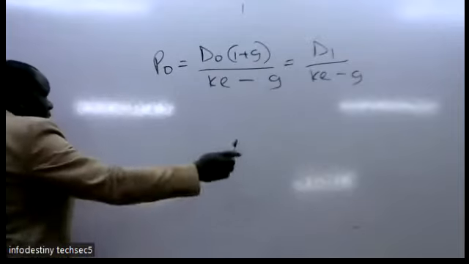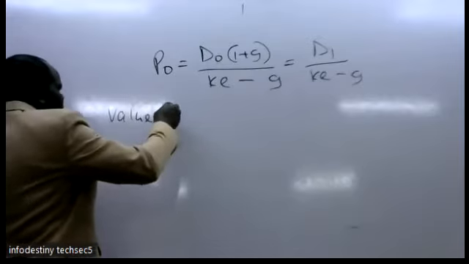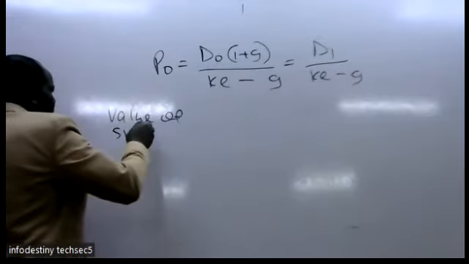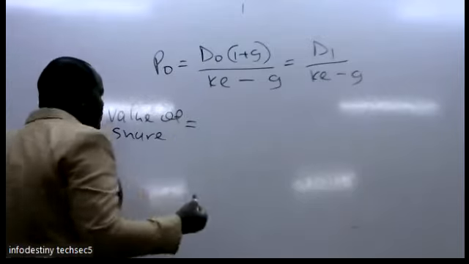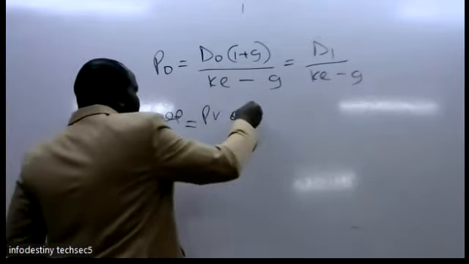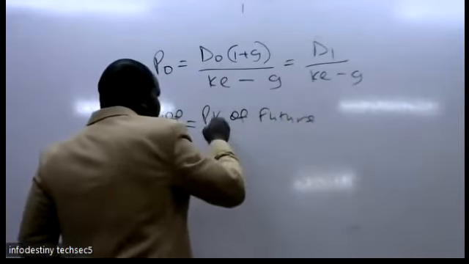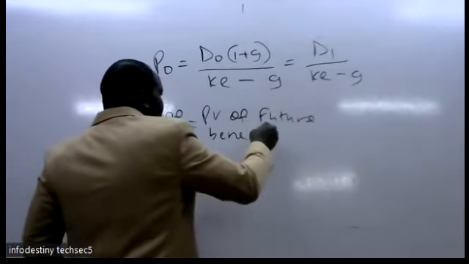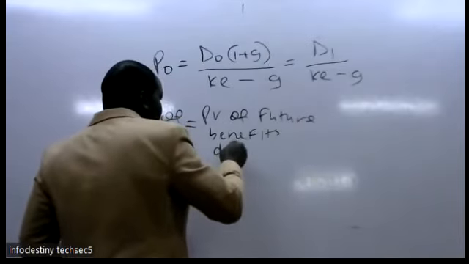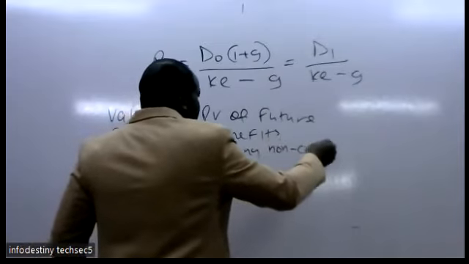So now to get the value of the share, it will be equal to the present value of the future benefits during the non-constant period.